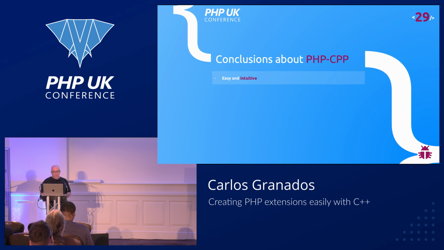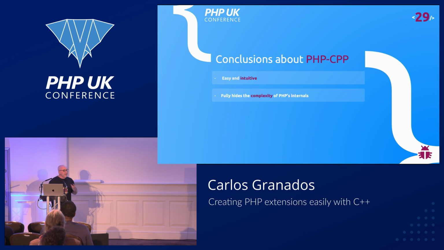So, conclusions about PHP-C++. It is very easy and intuitive to use. You have seen that the examples that I've shown are not showing very complex code. When you work with PHP-C++, it feels easy and it doesn't feel complicated to build things. And it fully hides the complexity of the PHP internals. You really don't need to know about the Zend engine, the Zend structure, how they're organized. And this is all hidden from you.